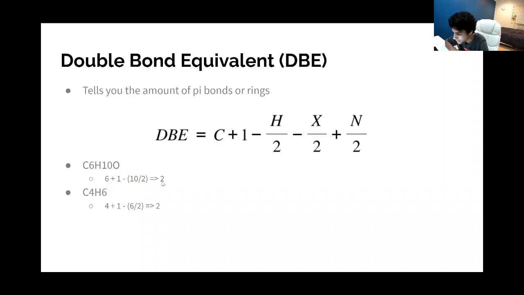And essentially what this number tells you is that there is a diene, or 2 alkenes, or there are 2 rings, or there could be 1 ring and 1 double bond, or there could be 1 triple bond, because 1 triple bond contains 2 pi bonds. Same thing with C4H6 here: plug in the numbers and you get 2.